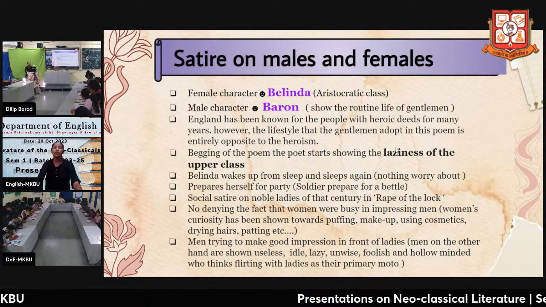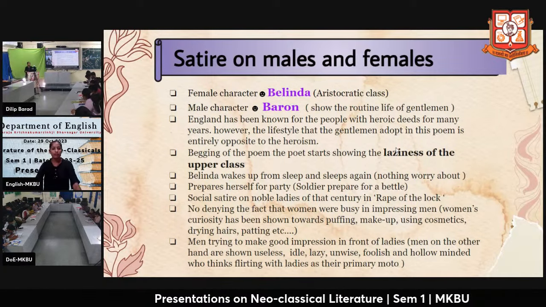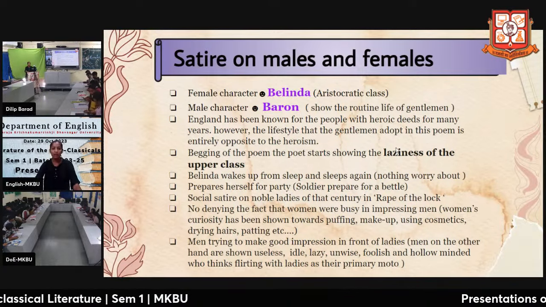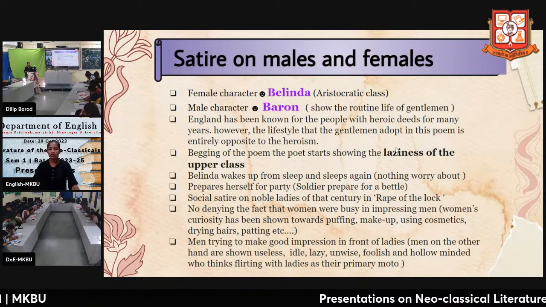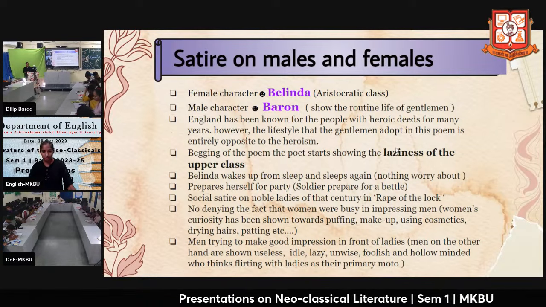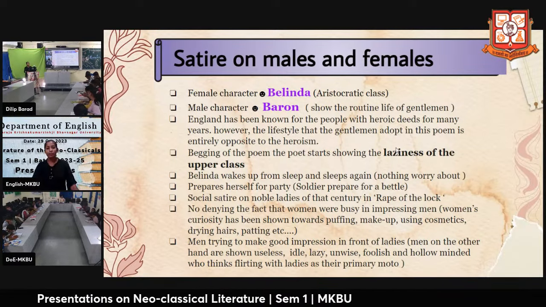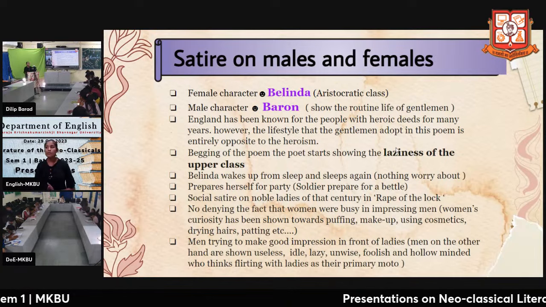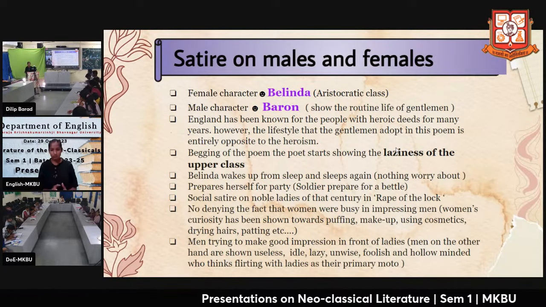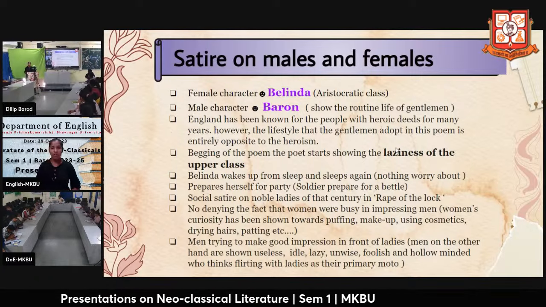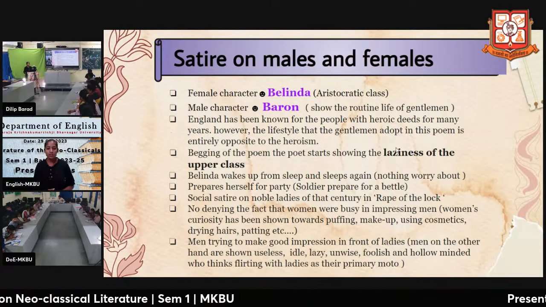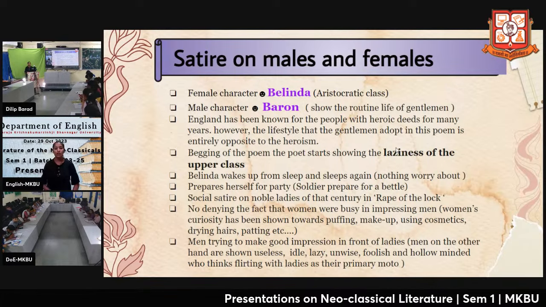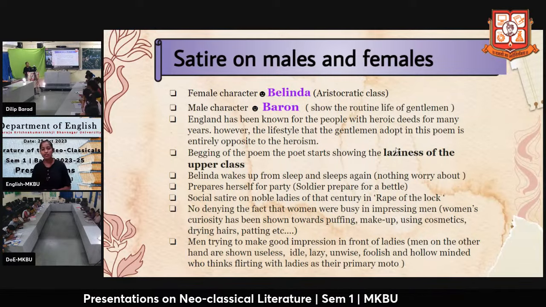Then, satire on males and females. In the poem, we can see the female character Belinda, who belongs to the aristocratic class, and the male character Baron, who cuts off the lock of Belinda's hair. At the beginning of the poem, the poet starts by showing the laziness of the upper class. Belinda wakes up from sleep and sleeps again. It is a main example in this poem. Then, social satire on noble ladies of that century in The Rape of the Lock. Men try to make a good impression in front of ladies.